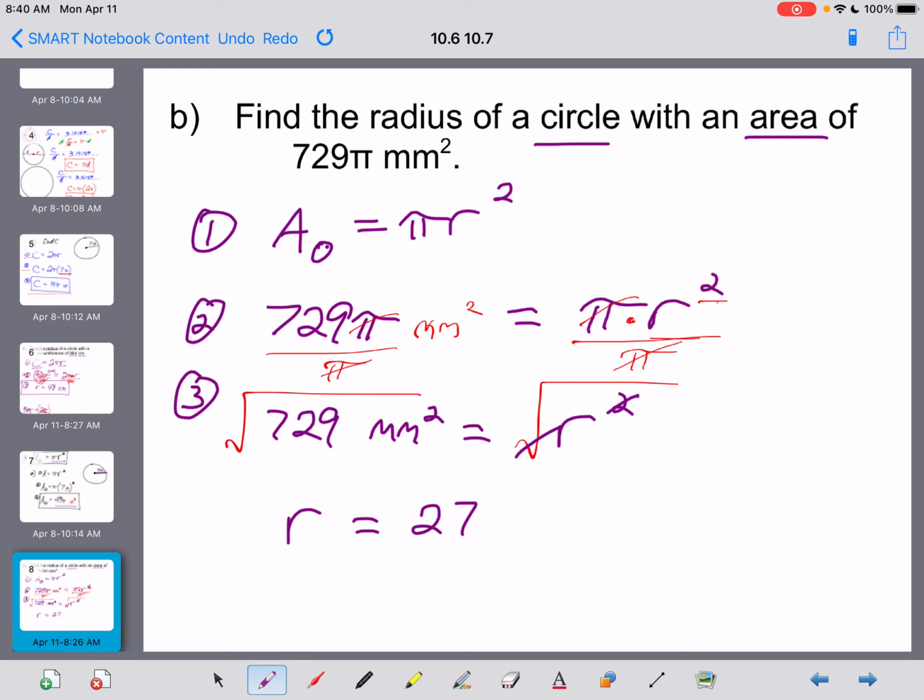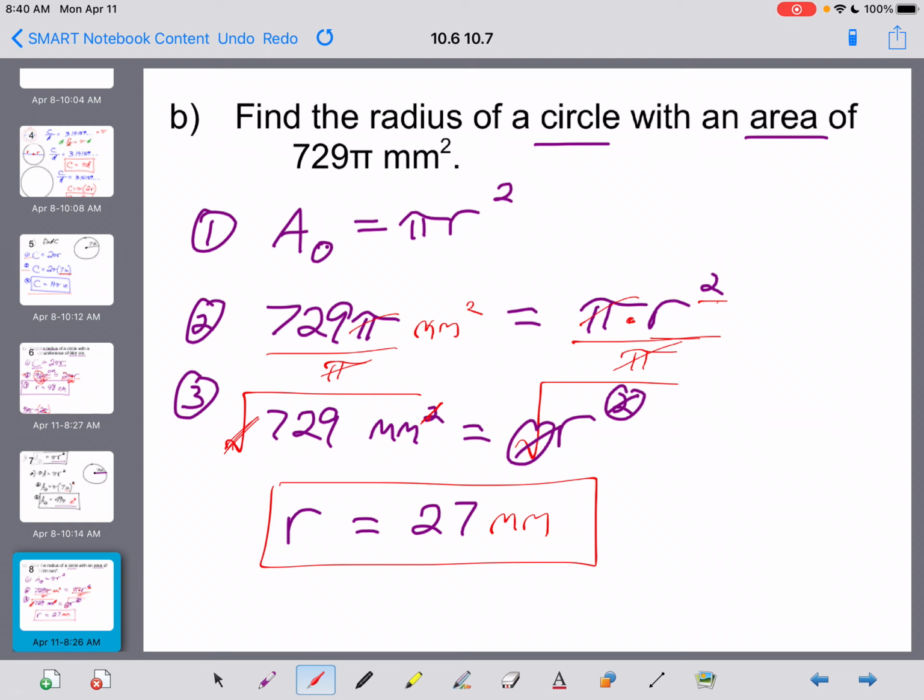And again, just like we talked about here and here with the square and the square root canceling, the same thing happens with the units on the left-hand side. The square on millimeters and the square root cancel each other out, so we get just plain millimeters for the unit on our radius.